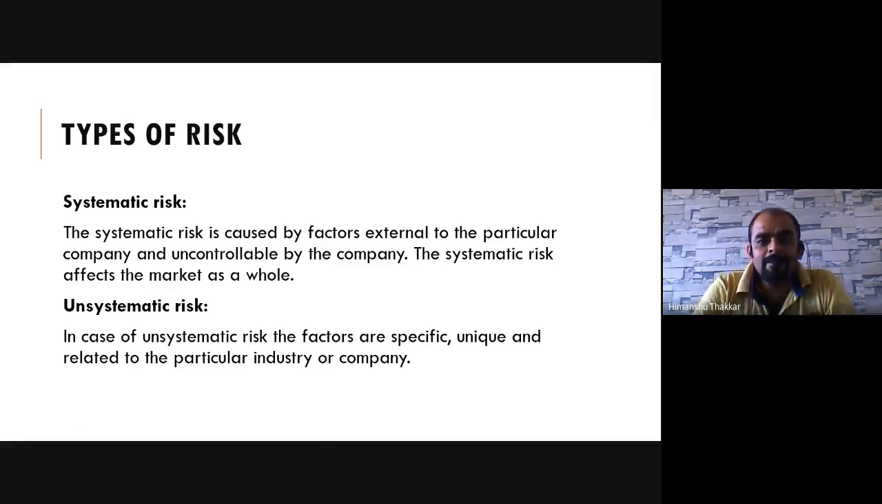But then comes unsystematic risk. In case of unsystematic risk, the factors are specific, unique, and related to the particular industry or company. So these things you can predict, and they are not associated with the entire market or entire economy. They are associated with one particular industry or one particular company. So they become unsystematic, right? That is happening only in a specific area. That's why it is called unsystematic risk.